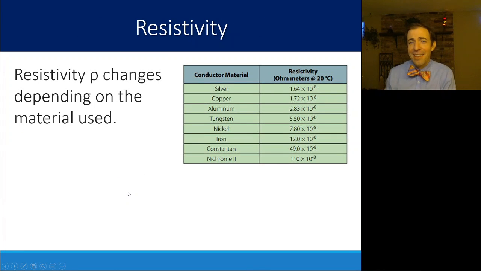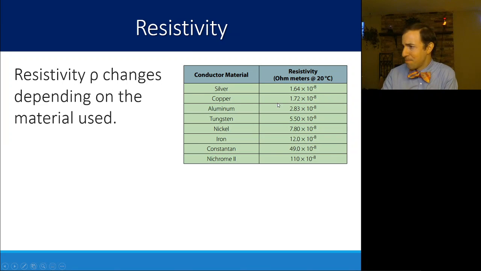So let's look at this rho, this resistivity value. Resistivity changes depending on the material that's used. And in this table here, you can see a resistivity for a variety of different materials in ohm meters. It's provided at a temperature here. We'll see a little bit later on that temperature can change your resistivity.